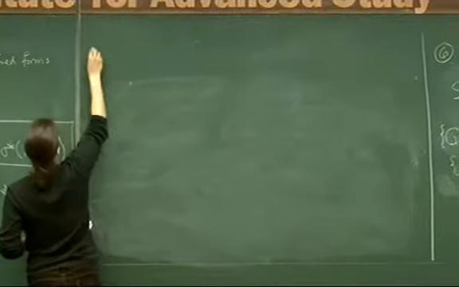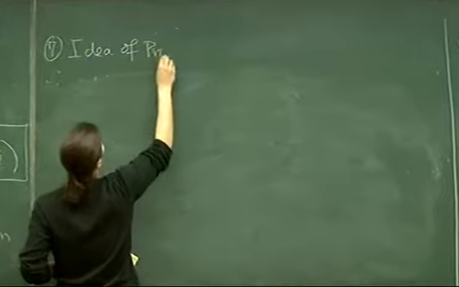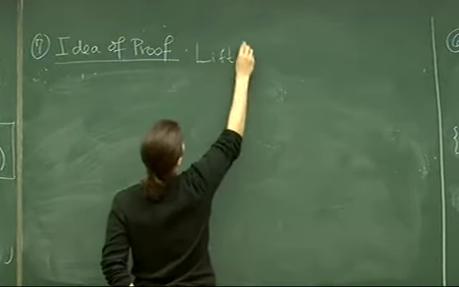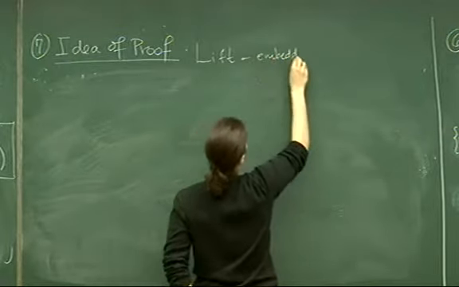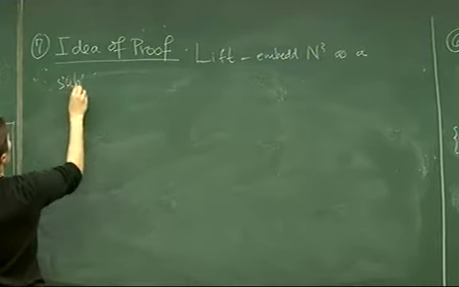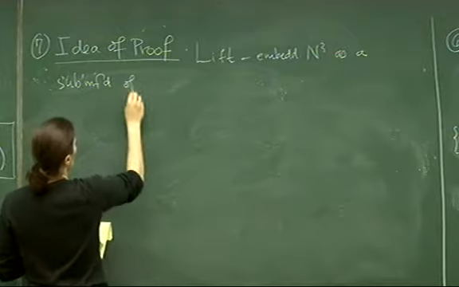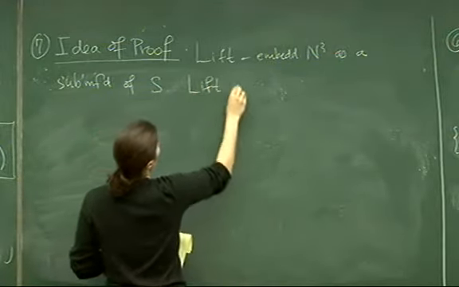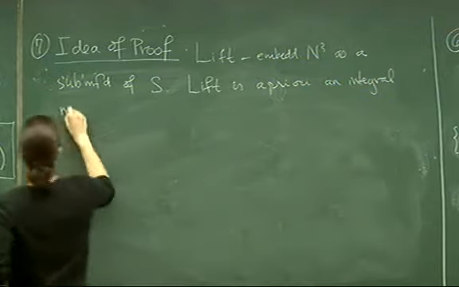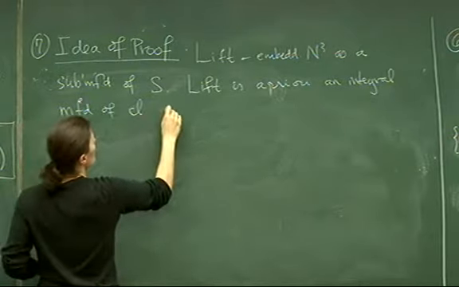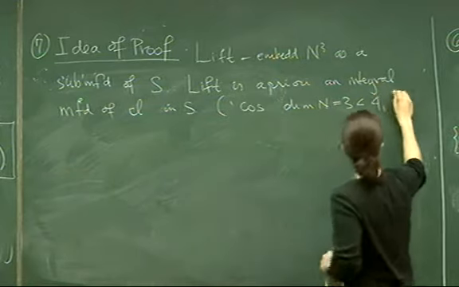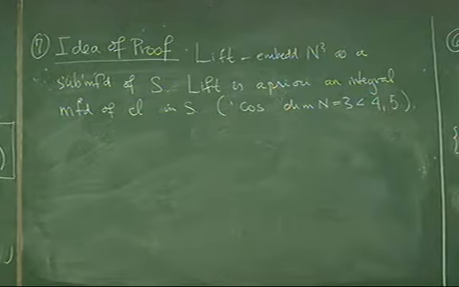Okay, so here is the idea of the proof. So we're going to lift or embed N3 as a submanifold of S. The lift is a priori an integral manifold of I in S. And again, because the dimension of N is 3, which is less than the degree of the generating forms, it's a priori an integral manifold.